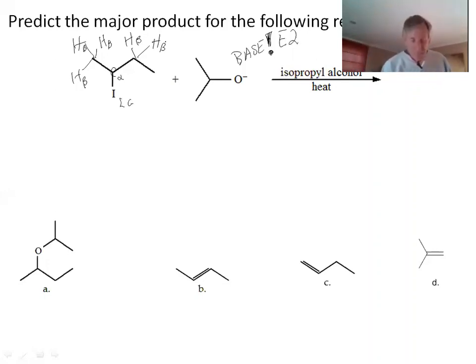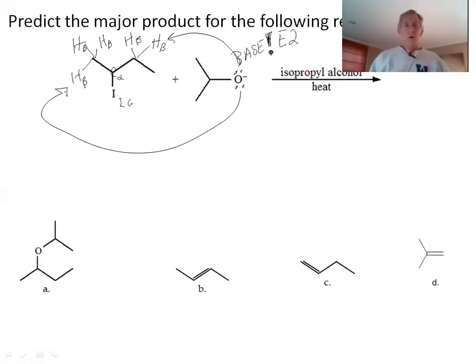This base could abstract this beta hydrogen, or it could abstract the other beta hydrogen. And therefore, when these two beta hydrogens are removed, their electrons in their bond will fold in. So this is process one. This is process 2, you have 2 possible reactions that could take place. Okay?